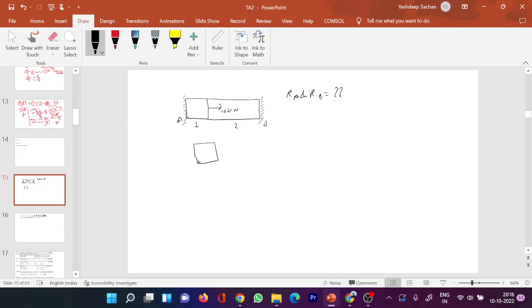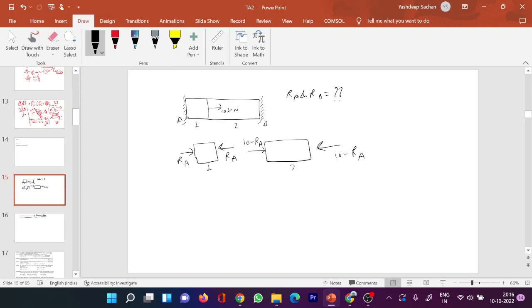So what do we have to do? I said if both are fixed, then we have to assume the reaction at one side. Let's suppose this is AB. Let's suppose we assume the reaction RA. RA here and RA would be here. And now the net would be 10 this way, so 10 minus RA, and in the same way 10 minus RA. But it is rigid, so the net deflection would be 0. Now simply we can do, right?